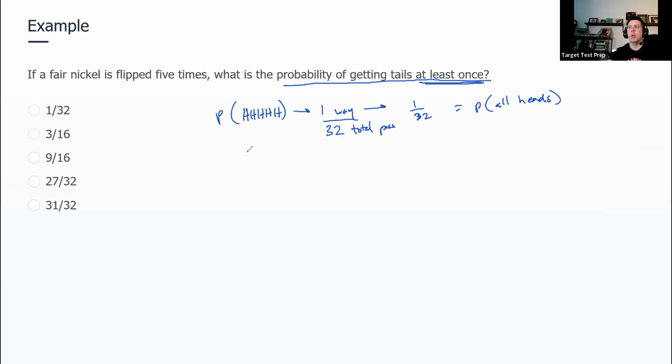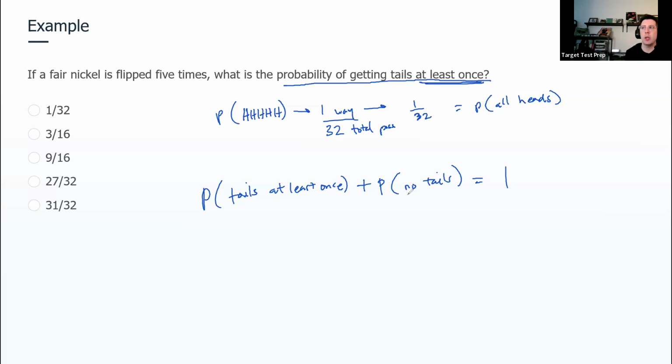If I want to get the probability of getting tails at least once, then the only other thing that could happen is getting no tails. Those are the only possible things that could happen. You either get no tails or you get tails at least once. If you add those two things together, they should add up to 1, the total probability. One of those things is going to happen.